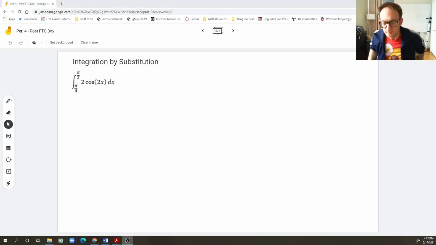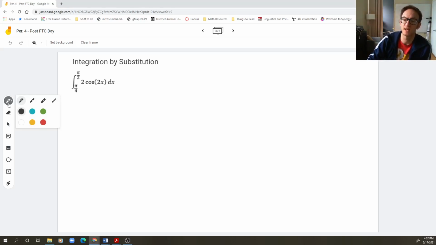Okay, hello everyone. Quick follow-up to class on Monday, and I suppose Tuesday we won't get to this either. This is actually the most important thing from post-FTC day, and it's the following. Integration by substitution. Now, if you take a sort of bad perspective on this, then this is actually barely a new thing. Here I have an integral.